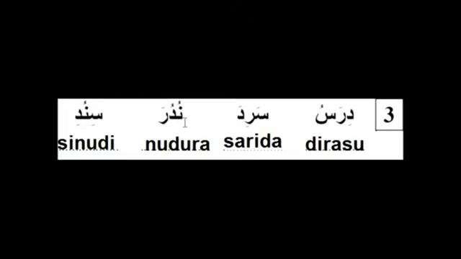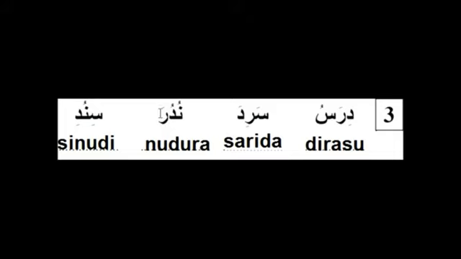The next word. The noon with the dhamma. The dhamma makes the sound u. So together it would be nu. The dal with the dhamma. What sound did we say the dhamma makes? It makes the sound u. Short u sound. The short sound of the waw. The waw we said makes the sound oo. The dhamma here, the little waw, you can see it, makes the short oo sound. So the dal with the dhamma, du.